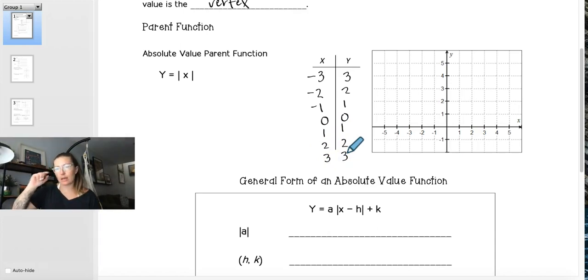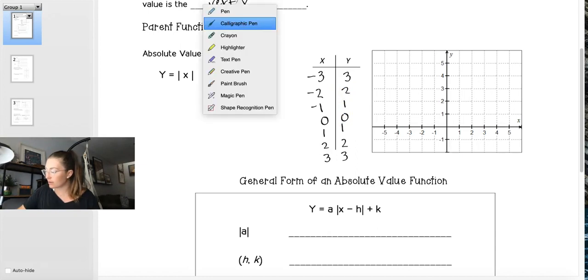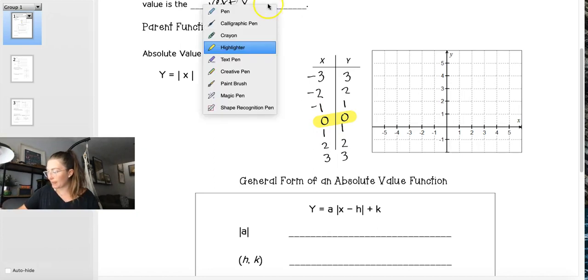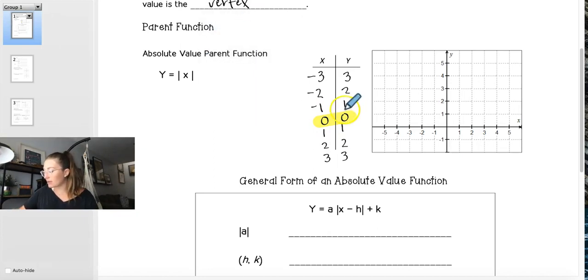All right, so looking at these y values, I can see where my minimum is. What's the lowest it goes? If you notice, 0, 0 is going to be the lowest, because on either side, it starts going up. So this side from 0 is going up, and this side's also going up. So 0, 0 would be my vertex.